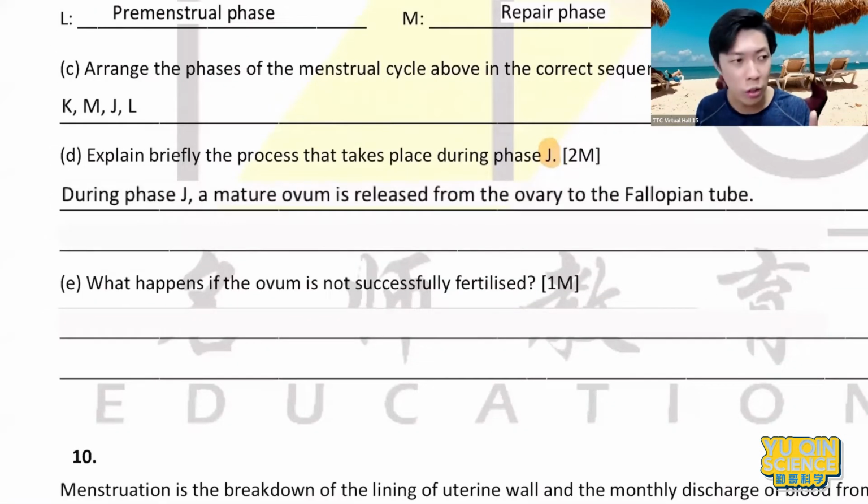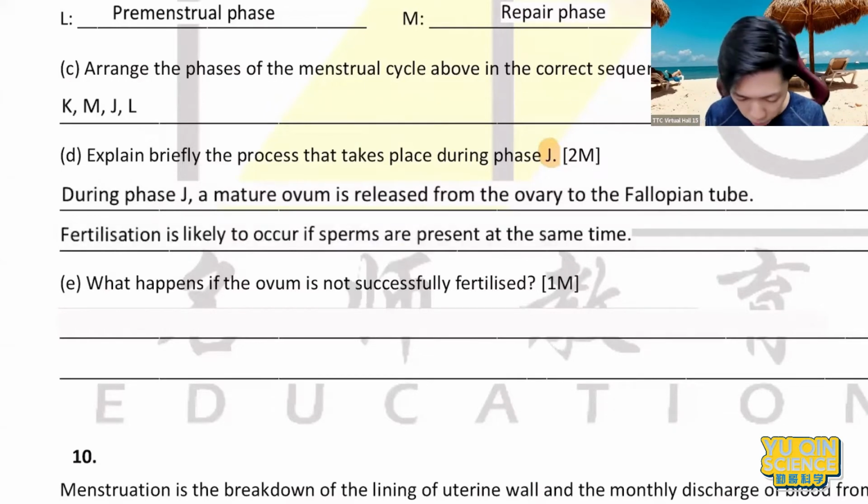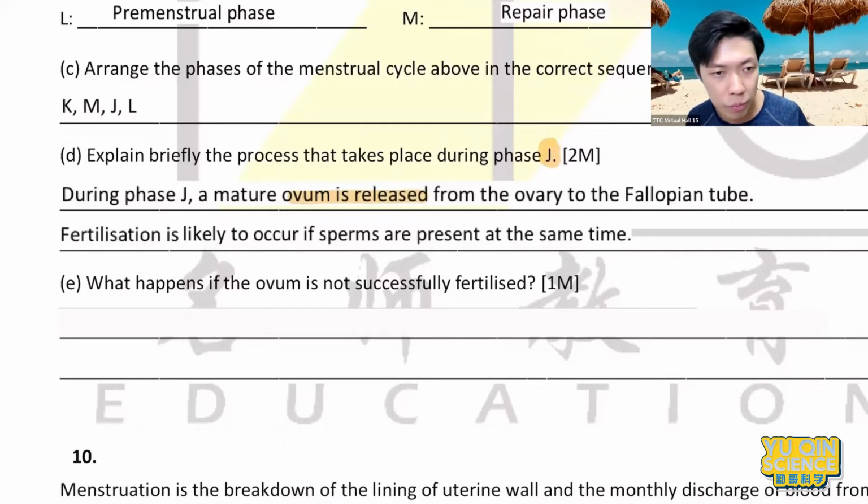But the first is definitely talking about ovum coming up. Ovum is released. 1 mark. Okay? And then I go for the fertilization. Okay, so it's up to you. You can follow exactly the textbook one, or you can do my version also.